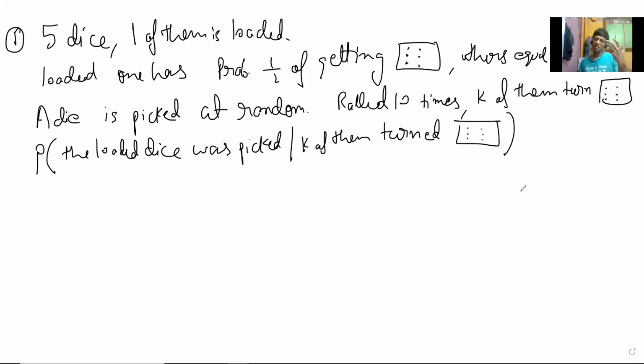So there are 5 dice. One of them is picked at random, and we want to calculate the probability that it is loaded, given that k of them turn out to be 6. The more of them turn out to be 6, the more the probability is that you have picked the loaded one. But if all 10 turn out to be 6, that doesn't mean you certainly picked the loaded one. That's not true.